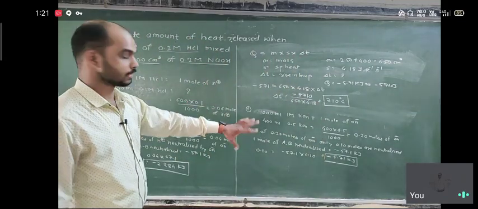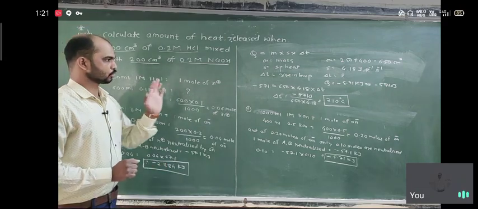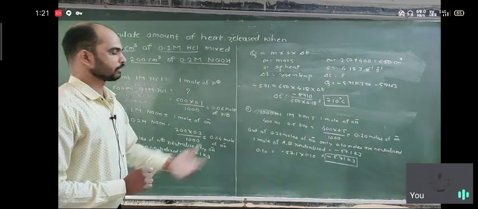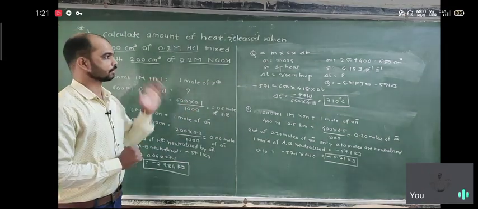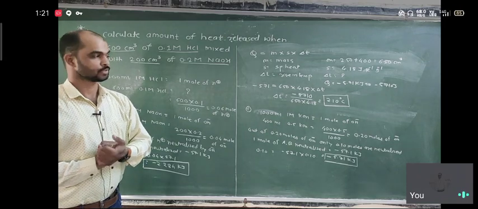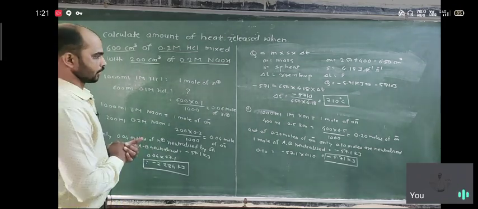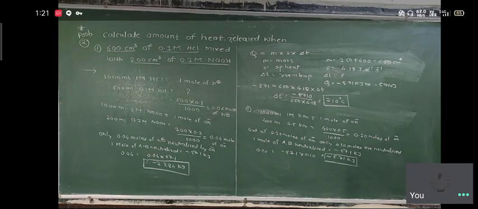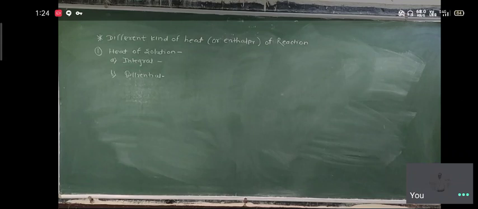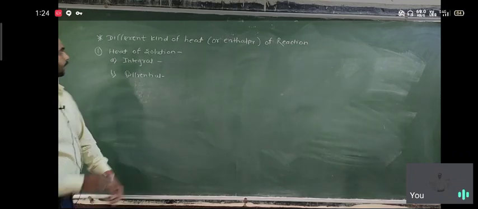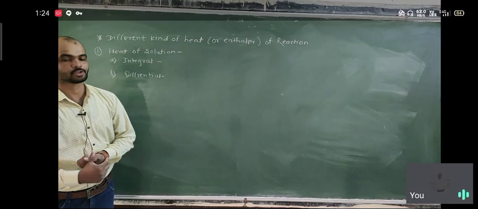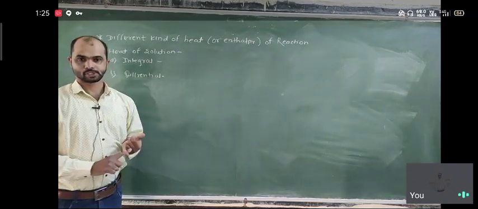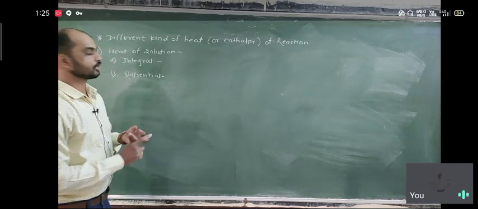During this mixing. So there are two problems which are based on heat of neutralization. Secondly, after that we are going to discuss some different types of energy or enthalpy which are used in chemical energetics. Okay. So the next point is different kinds of heats or enthalpies of reaction. Up to this we saw the heat of combustion, heat of formation, and heat of neutralization.